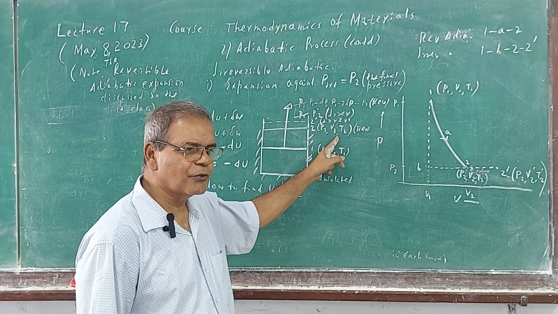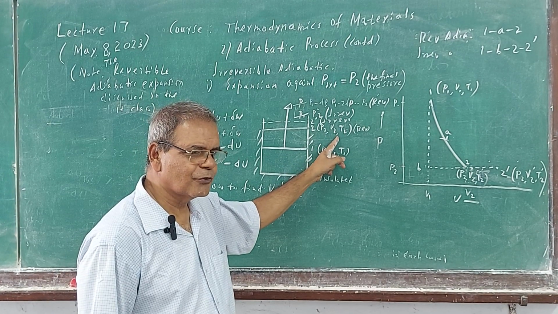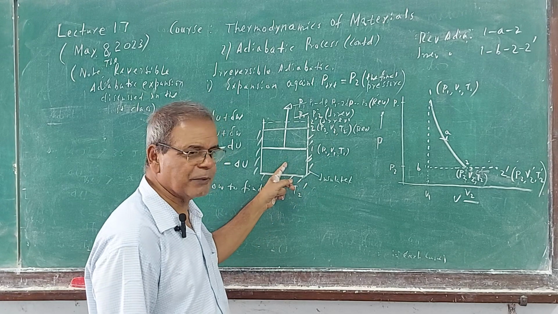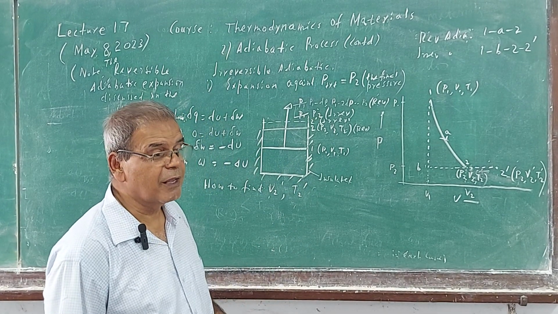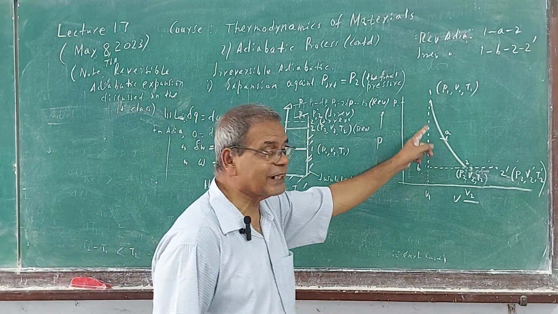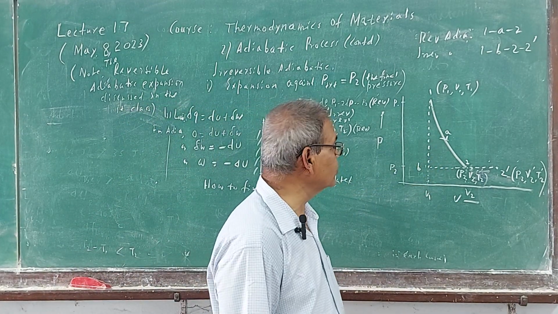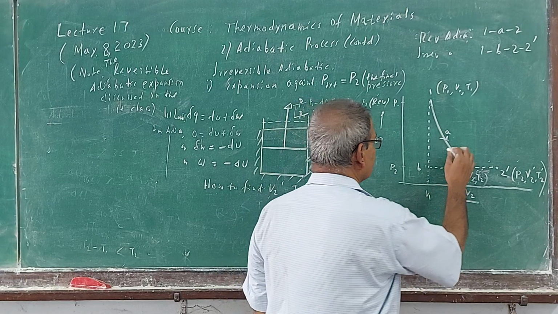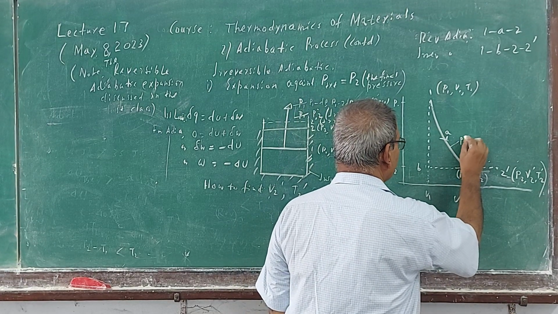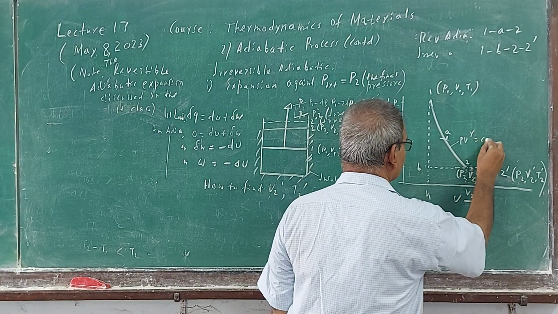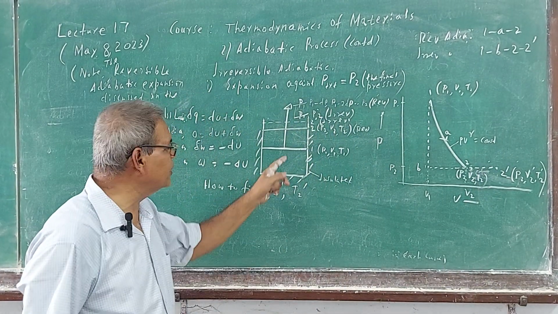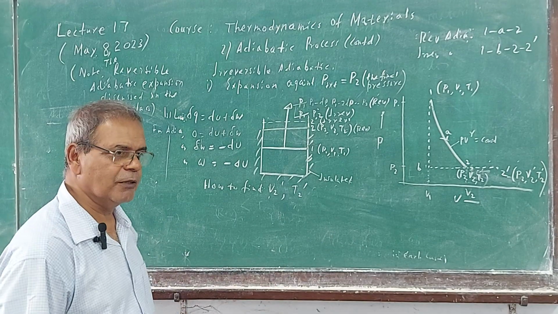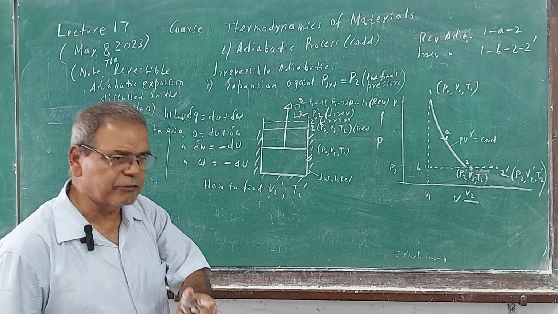V2 you also choose. Sorry, 5 liters here, okay? PV2, this path has a specific equation. PV to the power gamma is constant, okay? So I may write here, PV to the power gamma is constant. You know gamma is Cp by Cv. So everything, once V2 is known, T2 is also known. Very good.